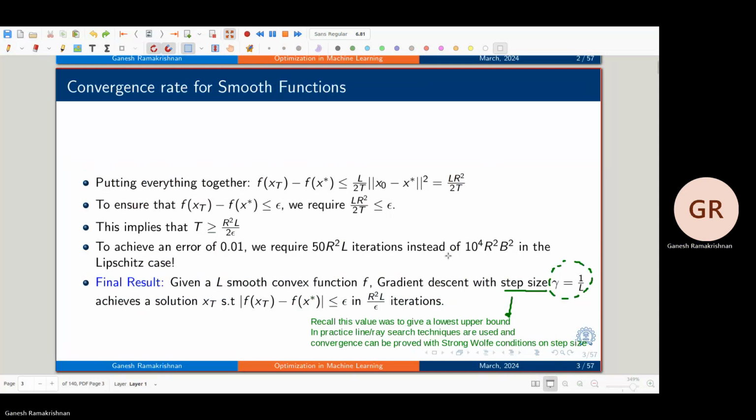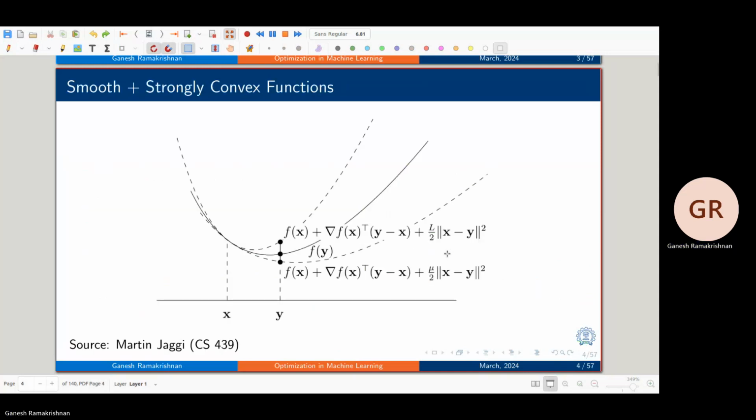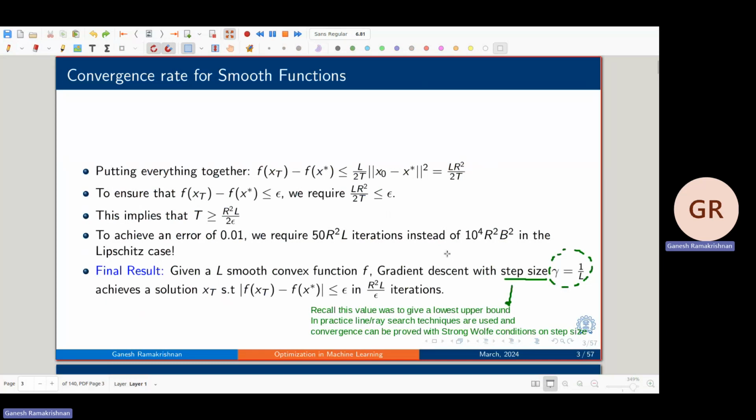Now we look at smooth and strongly convex. So with smooth and strong convexity, can we do better? It is a question. It is only with smoothness, but with strong convexity, can we do better with strong convexity without necessarily smoothness?